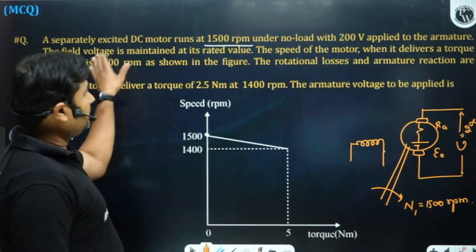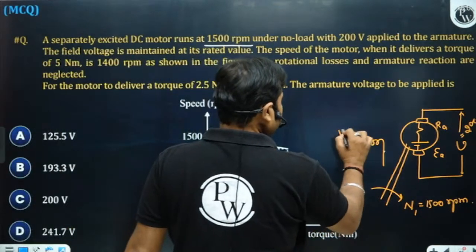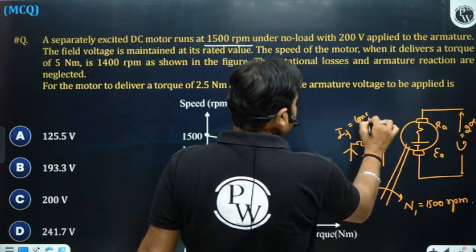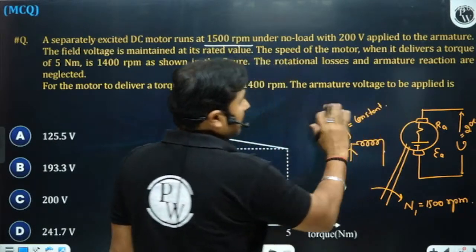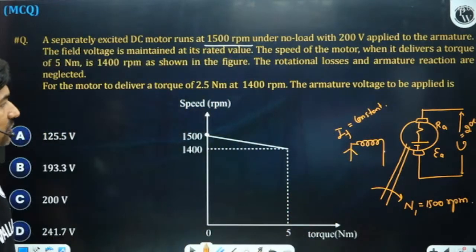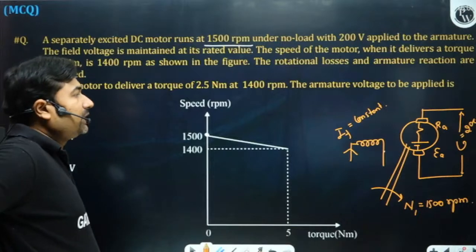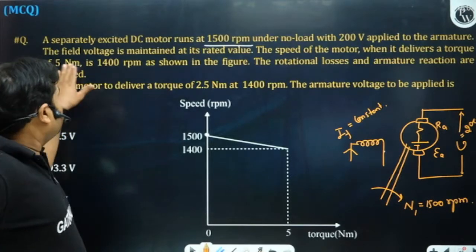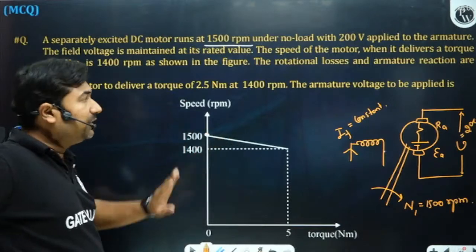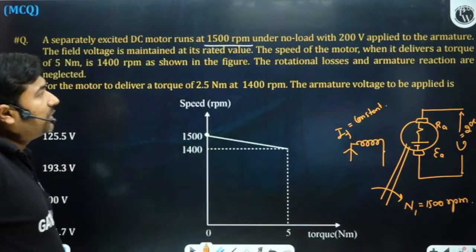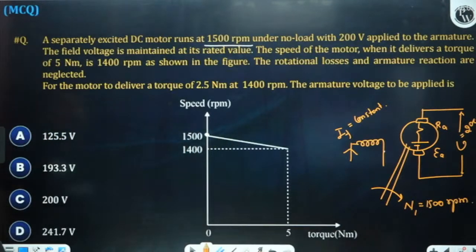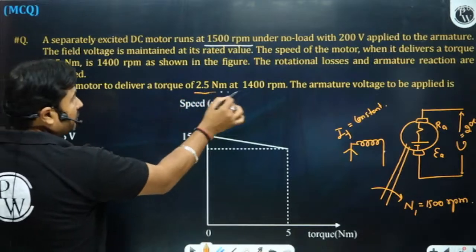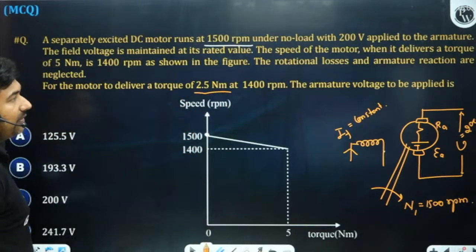Field voltage is maintained at its rated value. It means there is no change in the field current, so there is no change in the field flux. Armature reaction is also neglected, so there is no change in the field flux. When it delivers a torque of 5 Newton meter, motor speed is reducing. Rotational losses and armature reactions are neglected.